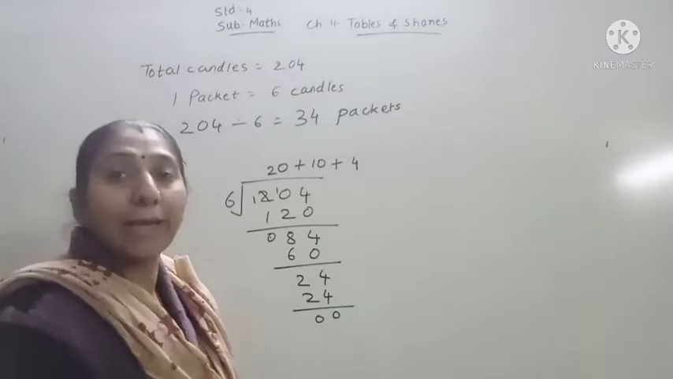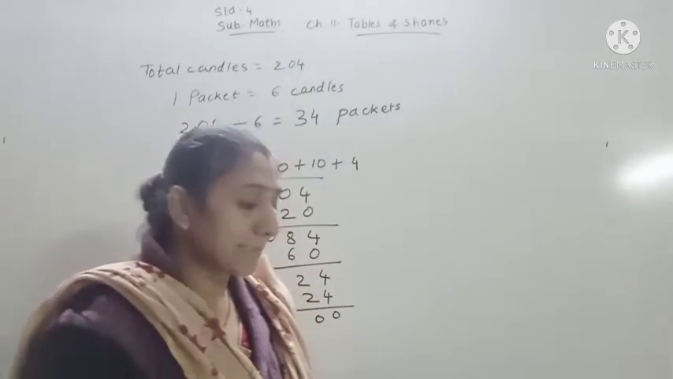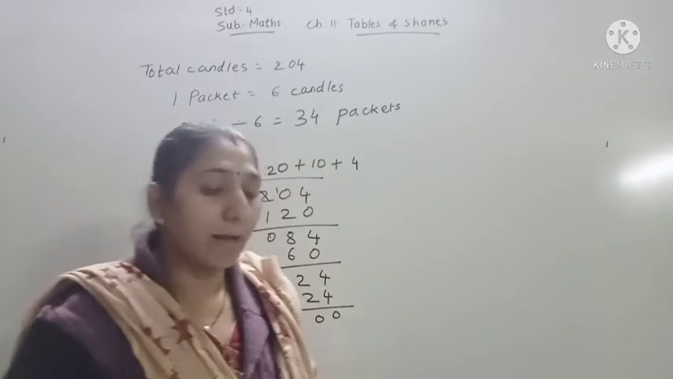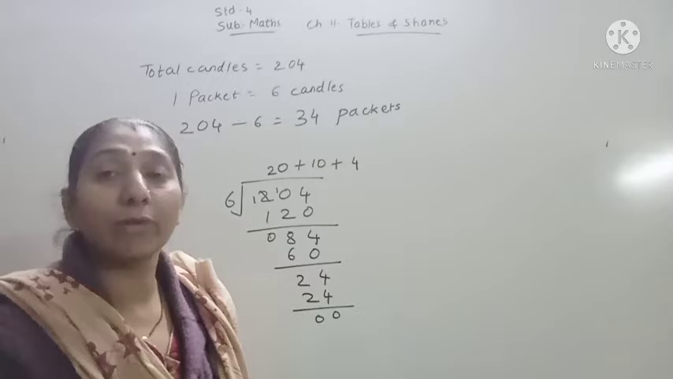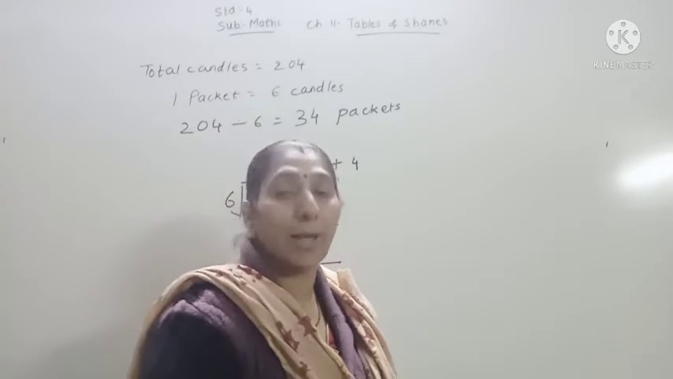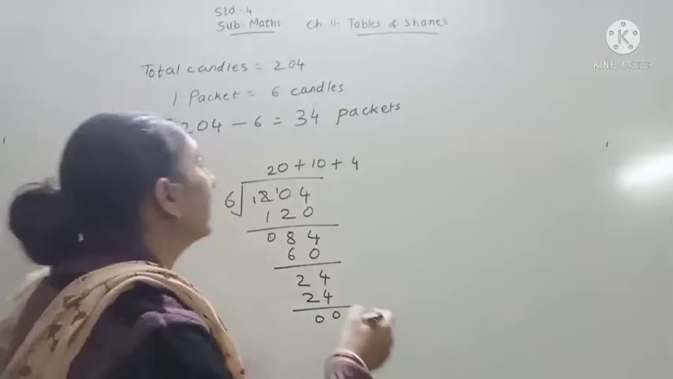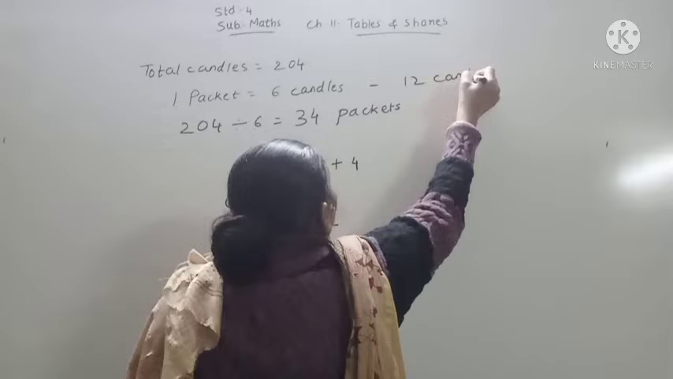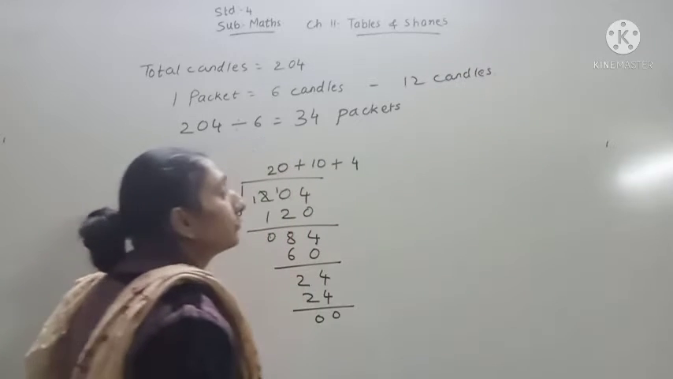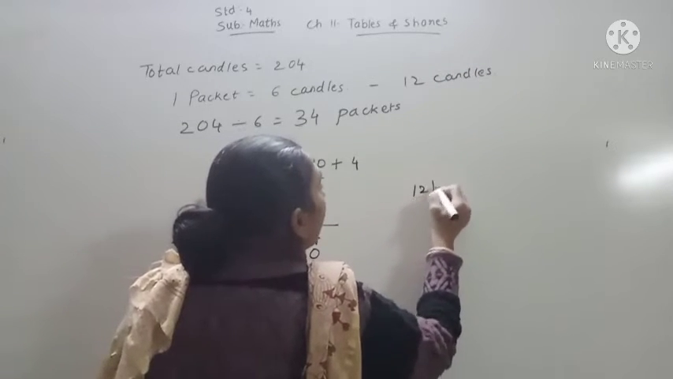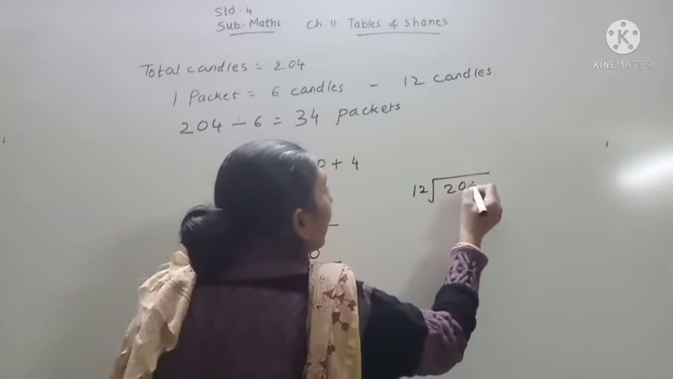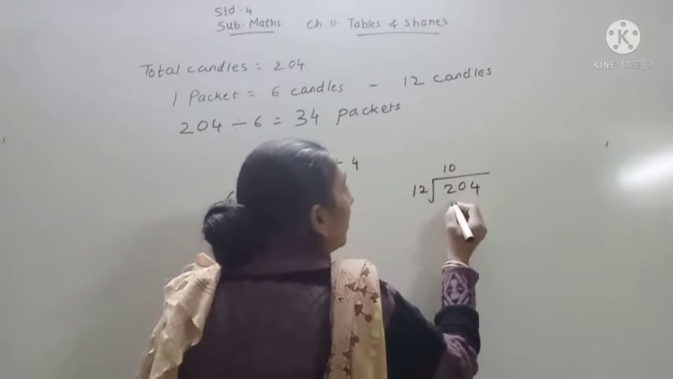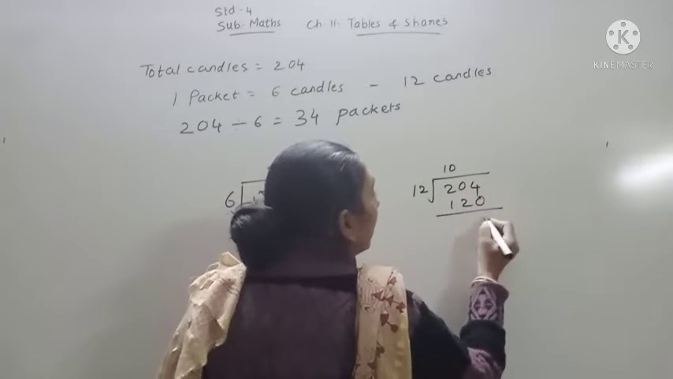How many packets will she make? 34 packets. Now if she packs them in packets of 12, how many packets will she make? Now if she packs in packets of 12, in one packet 12 candles. Then how many packets will be needed? 204 divided by 12. 12 tens are 120.